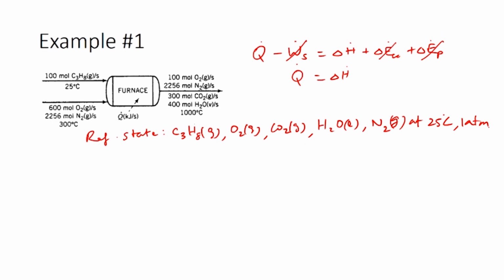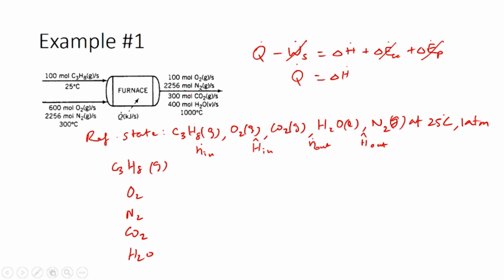So, for this we now need to build the enthalpy table. So, let us build the inlet and outlet enthalpy tables. So, the substances which we have to account for are propane gas, you have oxygen, you have nitrogen, you have carbon dioxide and water. So, you have flow rate in as n dot and specific enthalpy of inlet stream as H cap in, and you have n dot out and H cap out.